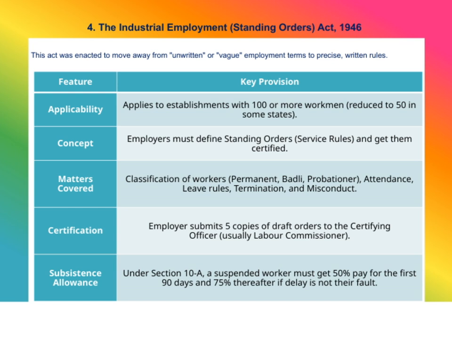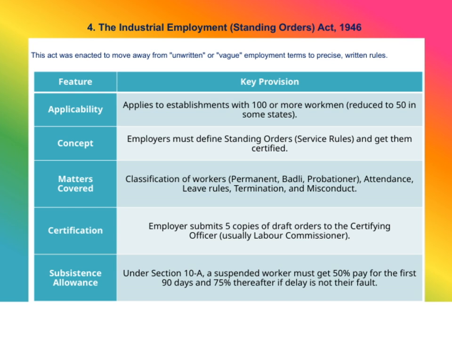What matters do these rules cover? They include classifications of workers, such as permanent, badli, and probationers, along with attendance, leave policies, rules for termination, and misconduct. All these details are standardized within the standing orders, providing clarity for everyone involved. Regarding certification, the employer must submit 5 copies of the draft rules to the certifying officer, who reviews and certifies them. This step formalizes the rules and makes them legally binding.